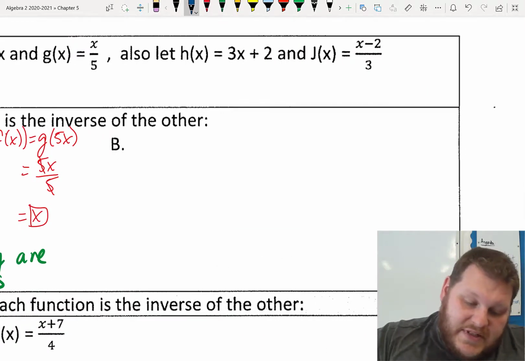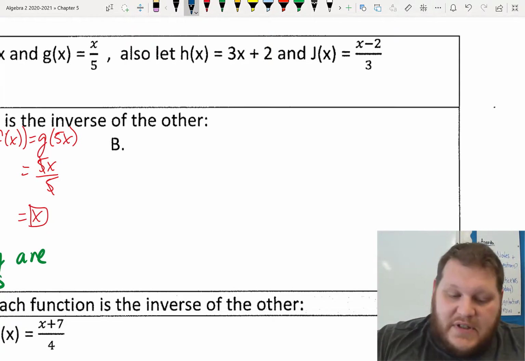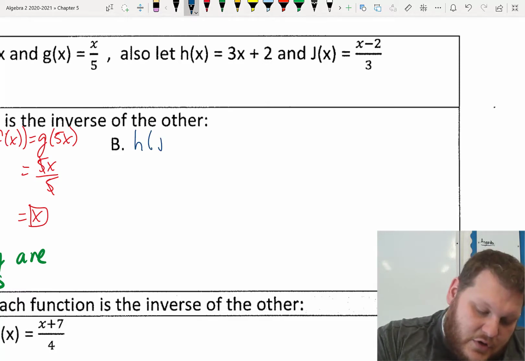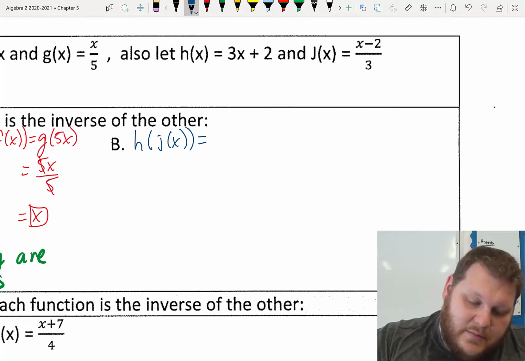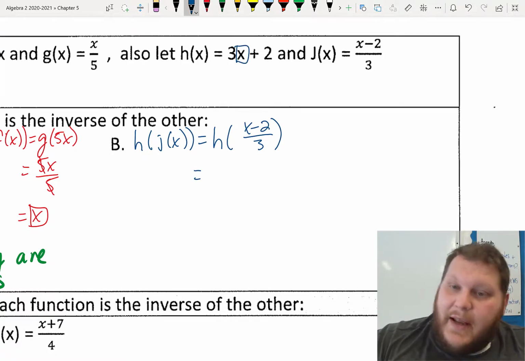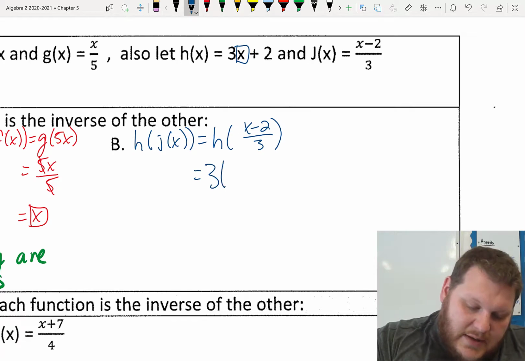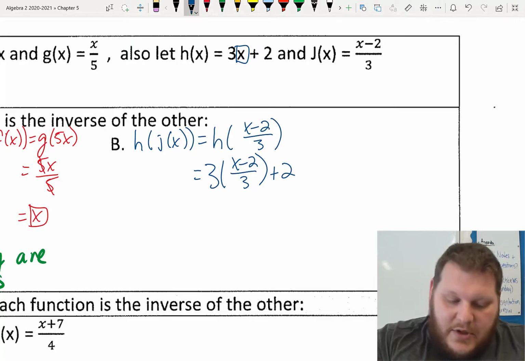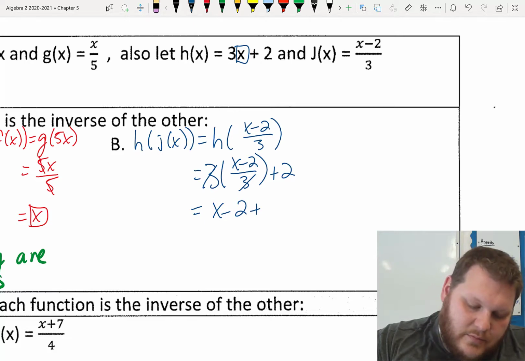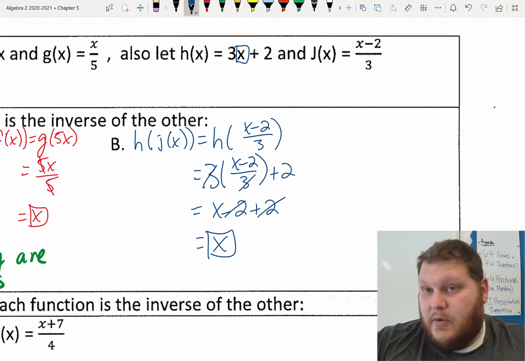For part B, doing the same thing here. I'm just checking if h and j are inverses of each other. So we'll go ahead and say, all right, well, is h of j of x equal to x? Well, j of x is x minus 2 over 3, and we're plugging that in for x in my h function. 3 times x minus 2 over 3 plus 2. Well, order of operations here, my 3's cancel out. I'm left with x minus 2 plus 2. Hey, look, plus 2 minus 2 cancel each other out. I'm just left with x. So we are good on that side.